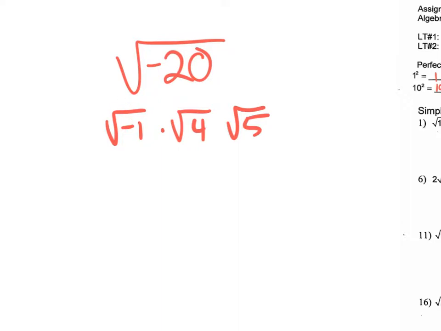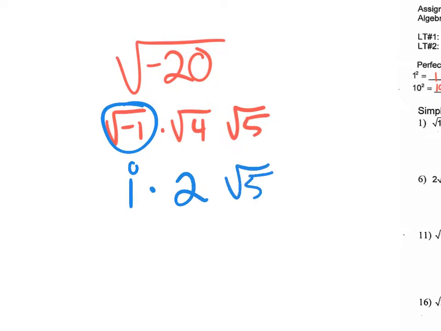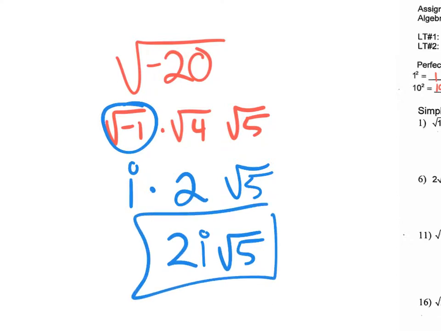Square root of negative 1 is just i. So you really have i times 2 times the square root of 5. So what's i times 2? 2i. So it's 2i square root of 5. And that's as ugly as it gets. I mean, no, I'm lying. It could get uglier, but for the most part, that's it.